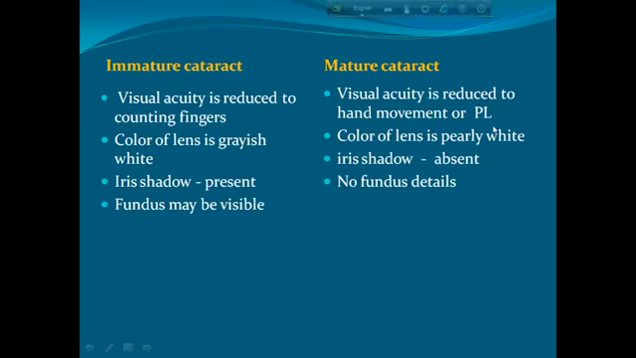In mature cataract, visual acuity is reduced to hand movement or perception of light, the color of the lens is pearly white, iris shadow is absent, and fundal glow is absent. Here is the important question: in immature cataract iris shadow is present and in mature cataract iris shadow is absent. Now the question is, what is iris shadow?